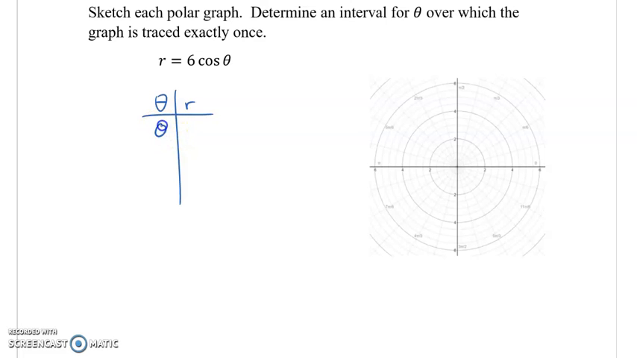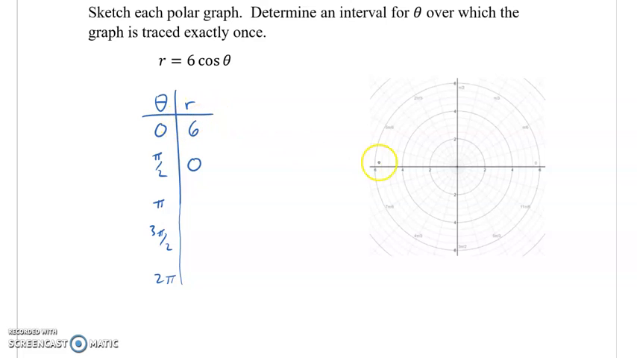So I'll start with 0 and go up to pi over 2, and then go up to pi, and then go up to 3 pi over 2, and then go up to 2 pi. You might just start with those convenient values just to kind of see what's going on. 6 cosine of 0 is 6. 6 cosine of pi over 2 is 0. All right, let's pause there for a moment and think about what that means.